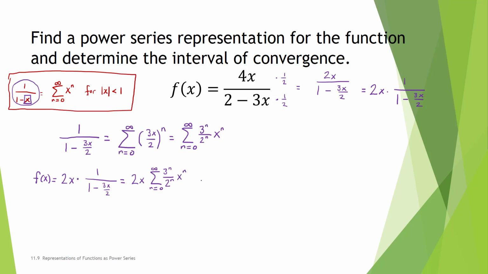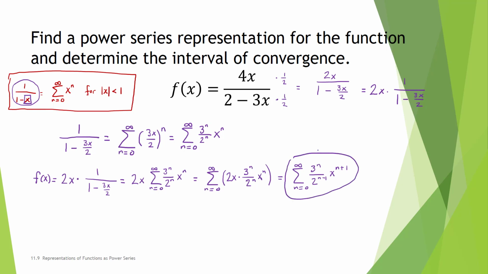And now what I can do is just take that 2x and slide it right to the other side of the sigma notation. So I'm thinking 2x times 3 to the n divided by 2 to the n times x to the n. And then combining, we get the sum from n equals 0 to infinity of 3 to the n divided by 2 to the n minus 1 times x to the n plus 1. This is our power series representation.